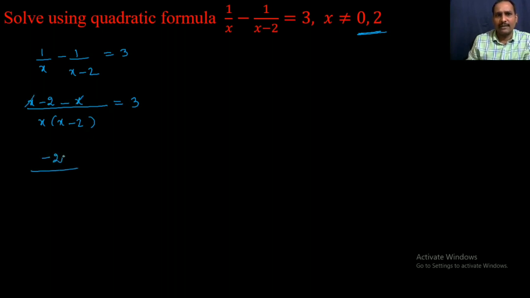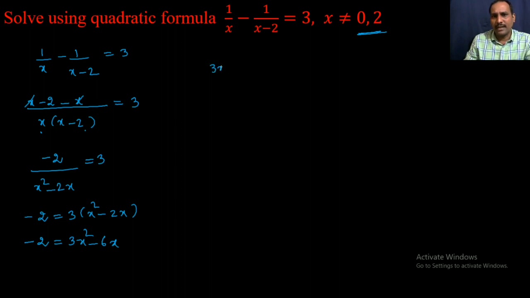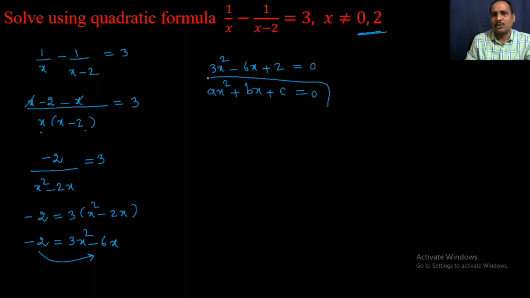So minus 2 by x into x, x square minus x into 2, 2x is equal to 3. So cross multiplication, that is 3 into x square minus 2x is equal to minus 2. That is minus 2 is equal to 3x square minus 6x. Now the standard form of the equation we got. So 3x square minus 6x plus 2 equal to 0. So send minus 2 to the other side. Now it is in the form of ax square plus bx plus c equal to 0. So what is a value, b value and c value? a is equal to 3, b is equal to minus 6 and c is equal to 2.